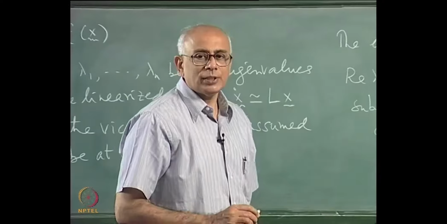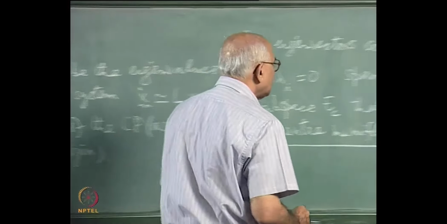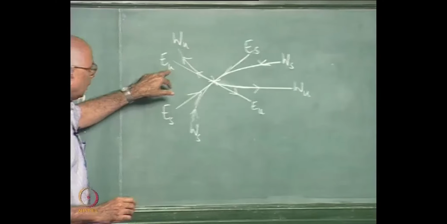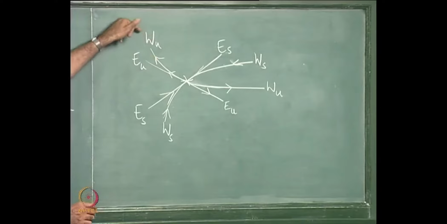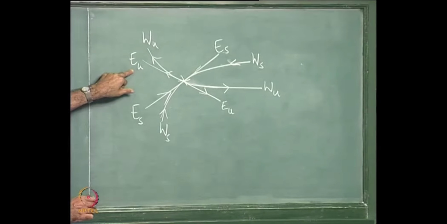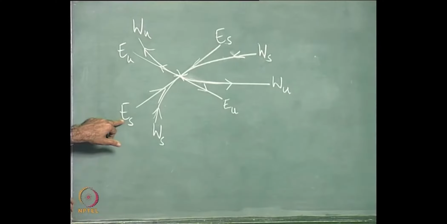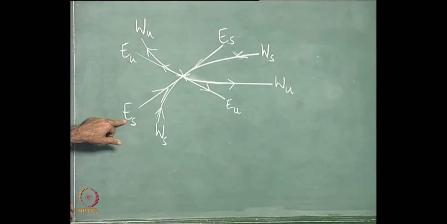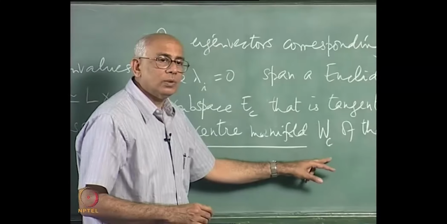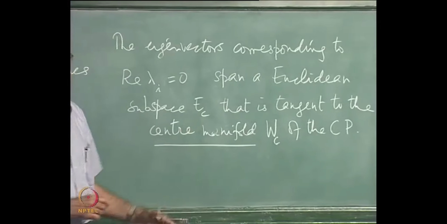However, there is a catch, and this is a very important catch. Unlike the case of the unstable manifold WU, for which there is a unique tangent subspace E sub u, and the stable manifold WS, for which there is a unique tangent subspace ES found by linearization, in the case of a center manifold there is no guarantee at all that EC is unique.